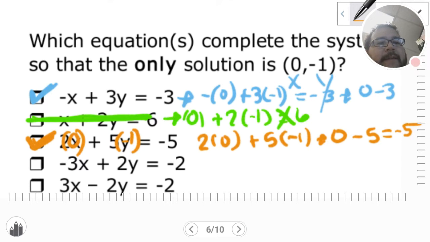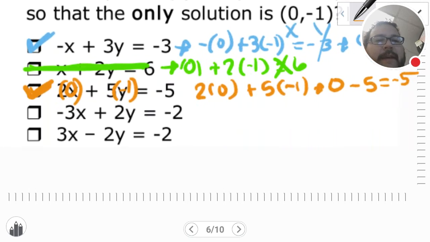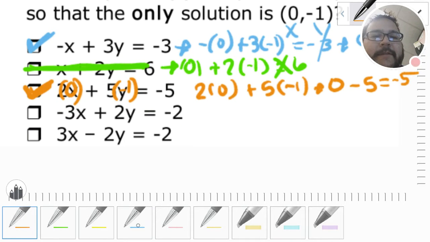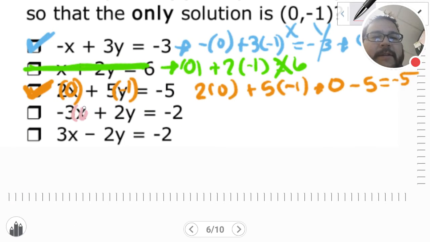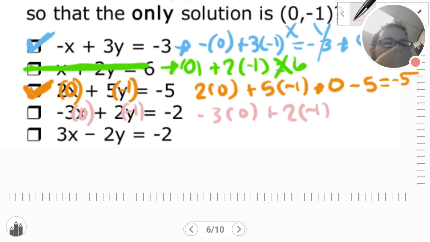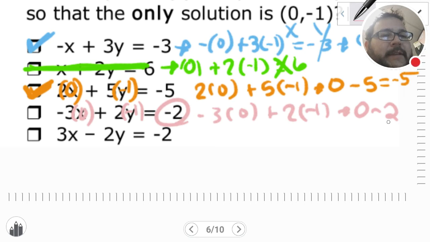Okay, then let's take a look at the next one. We are going to plug in 0 here and -1. So we have -3 times 0 plus 2 times -1. All right, so we're going to get 0. And then 2 times -1 is -2. And does that equal this? It certainly does. So that is a solution.